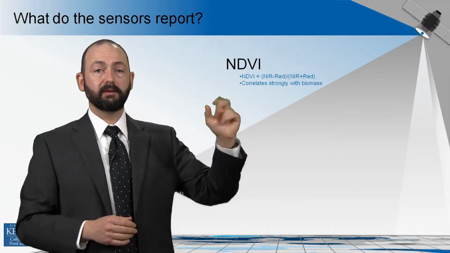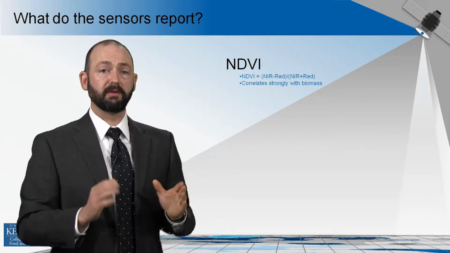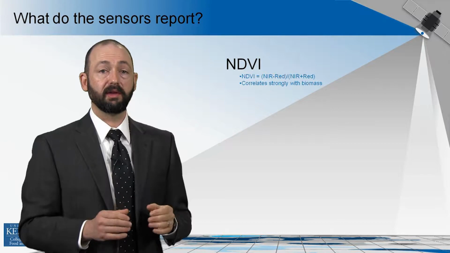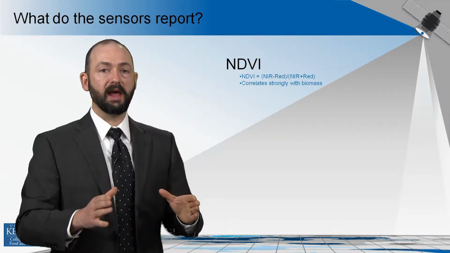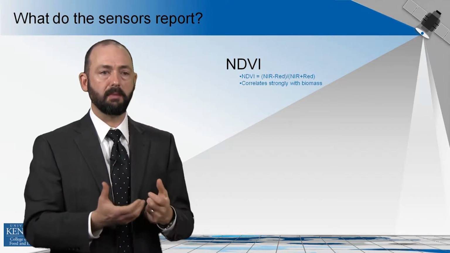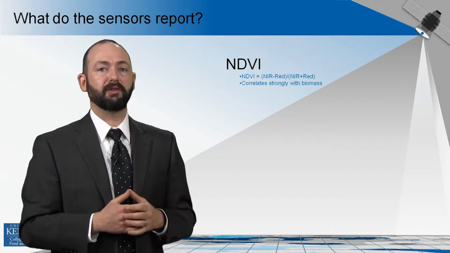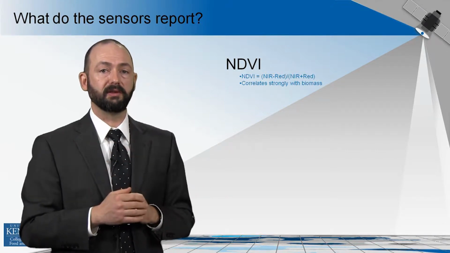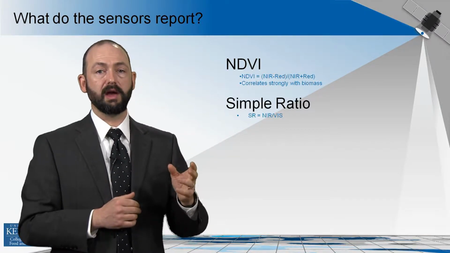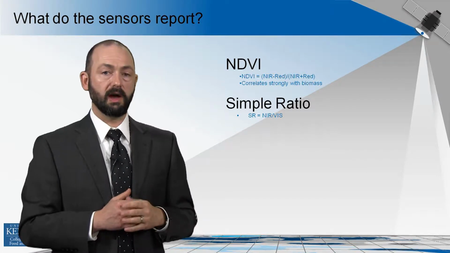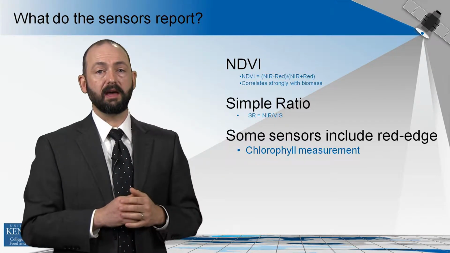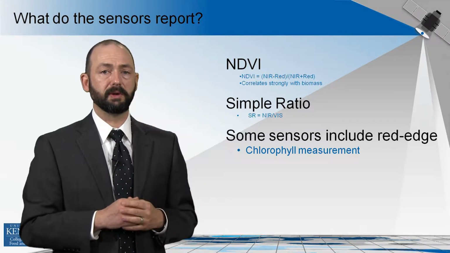NDVI, which is the most common vegetative index, has been around for quite a while. It correlates very strongly with plant biomass. It's almost the same as if you went out by hand and clipped a certain area of your growing crop and weighed it to see how much per acre biomass you've produced at the time when you sense it. Very similar is the simple ratio, where we just take near infrared over the visible light, red or whatever wavelength. Some sensors do include the red edge, which is a little bit closer to chlorophyll measurement.